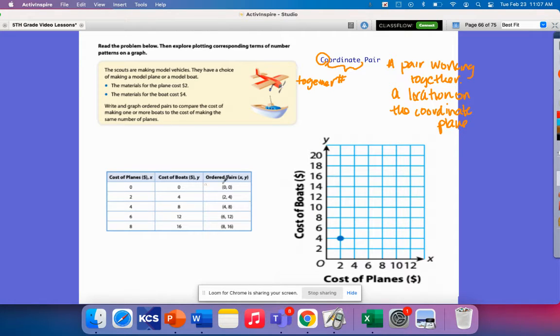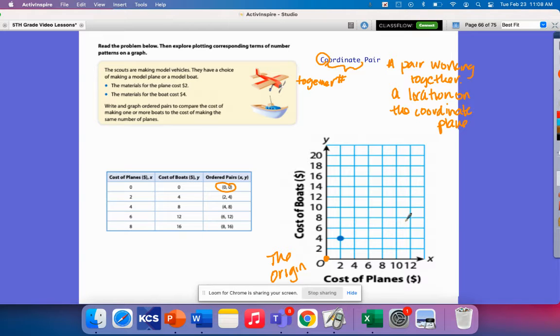Now, we have this first ordered pair here, this (0, 0), and this is so important because it represents that if we made no planes and no boats, we would have $0. That actually represents a point on the coordinate plane. It's called the origin, and it's kind of like a starting point. But that's not always where we're going to start. It won't always be (0, 0), but that's kind of what I think about. So we have the origin here.